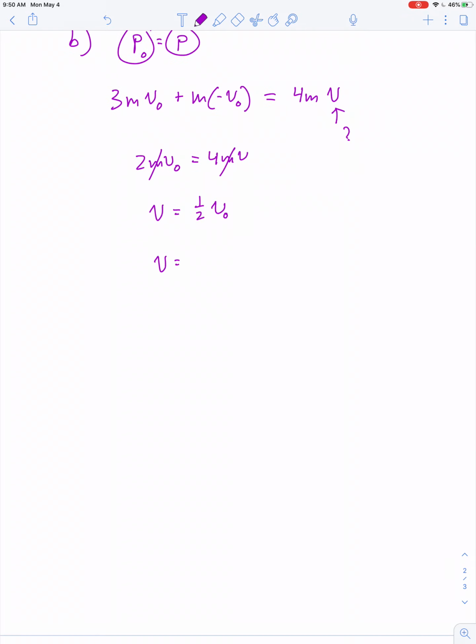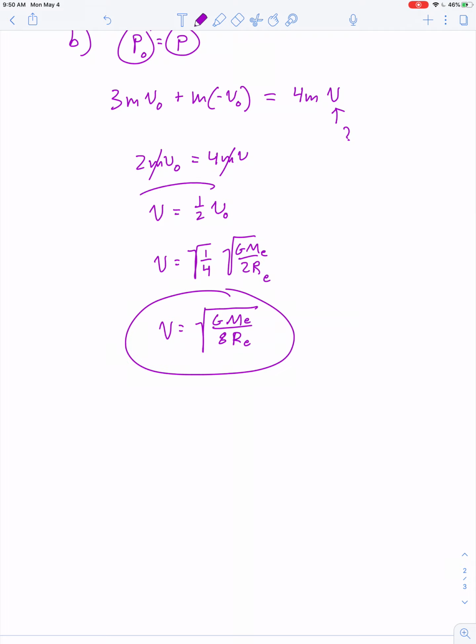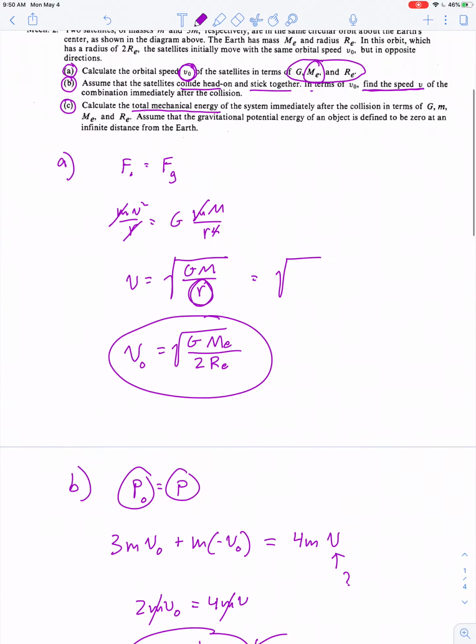However, we just found that that initial velocity is the square root of GM over 2 capital R. And we can rewrite 1/2 as the square root of 1/4. So we can put this all together in one square root sign and get final speed is the square root of G M_E over 8 R_E. Maybe it's good enough just to answer in this form, but we're actually going to need it in this form to do part C.